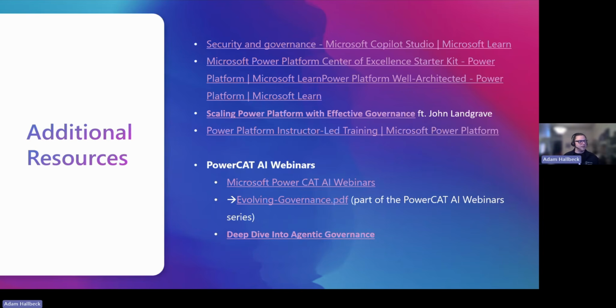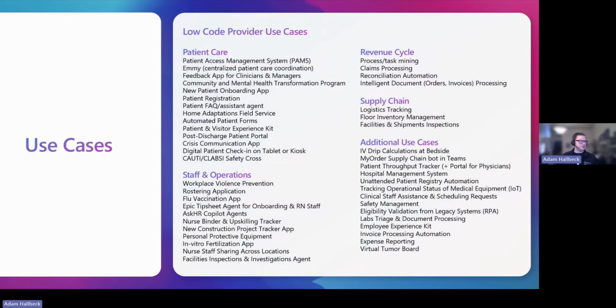And then at the bottom here, our customer advisory team for the Power Platform and Low Code, our Power Cat team, has a fantastic AI webinars series, which includes evolving governance. That's included here. Deep dive into agentic governance, which talks a little bit about zoned governance and some other concepts. And then, hey, I included some use case ideas. These are agent use cases. These are low code use cases that my team has been a part of, but just to give you some inspiration and give a peek at just some of the blocks that we've been around when it comes to agents, low code, and the gamut.